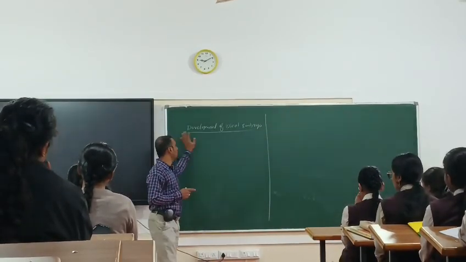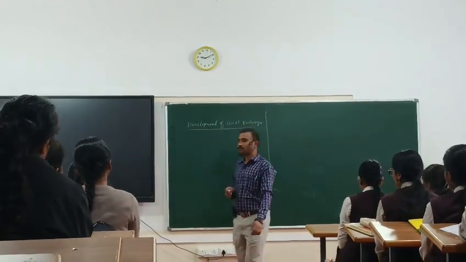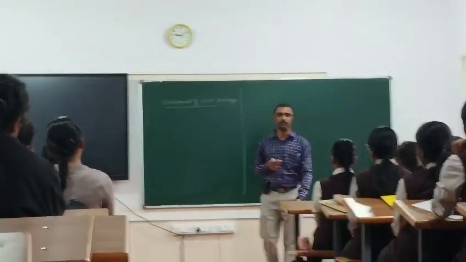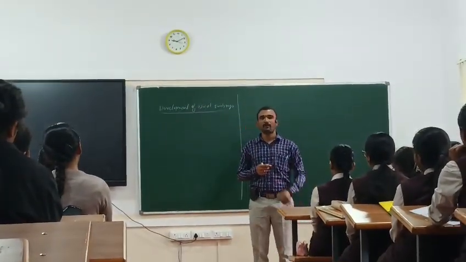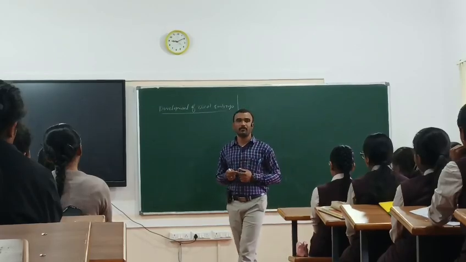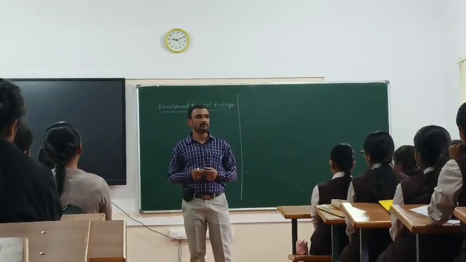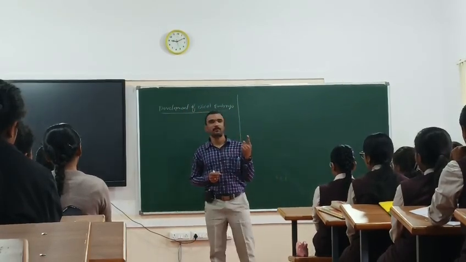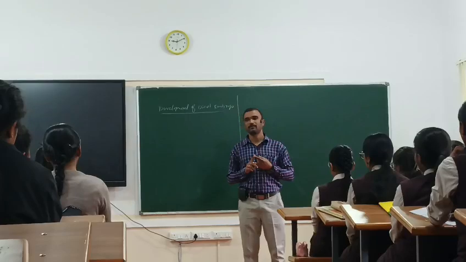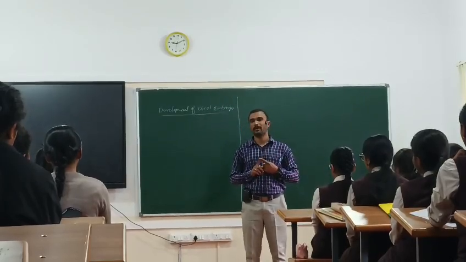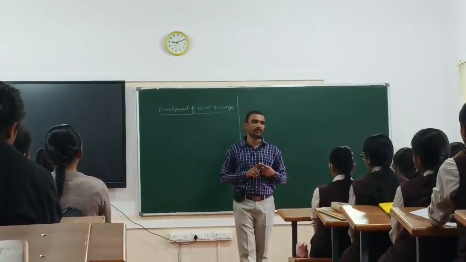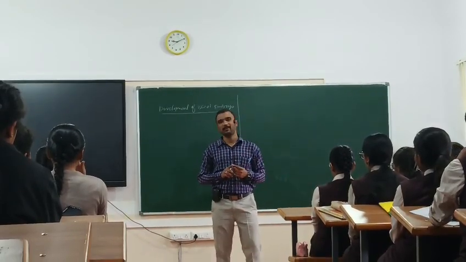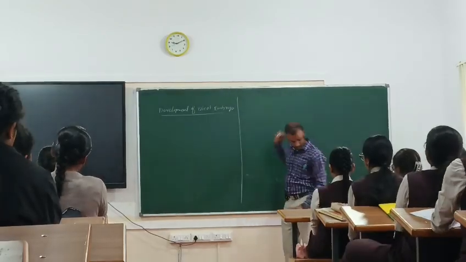So before discussing the development of dicot embryo, observe what is the main important characteristic feature of the angiosperms, the flowering plants. The first characteristic feature is that they are flowering plants, that is common. The second one is double fertilization, right? So what is double fertilization?